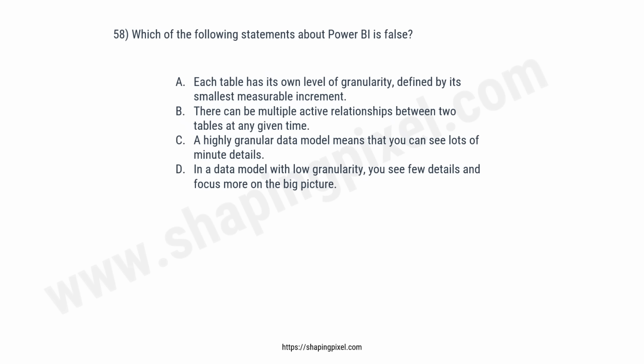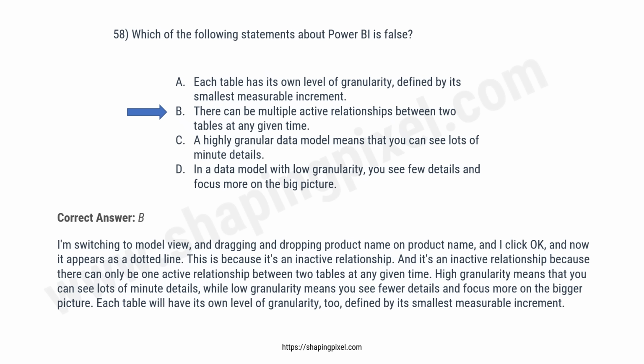Question number 58. Which of the following statements about Power BI is false? And we have four options. Option A, each table has its own level of granularity defined by its smallest measurable increment. Option B, there can be multiple active relationships between two tables at any given time. Option C, a highly granular data model means that you can see lots of minute details. Option D, in a data model with low granularity, you see few details and focus more on the bigger picture. So the right answer here is option B.